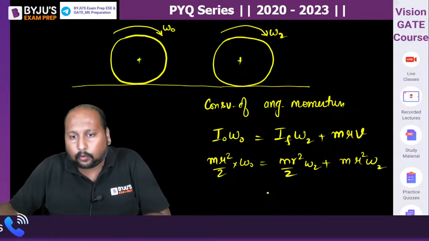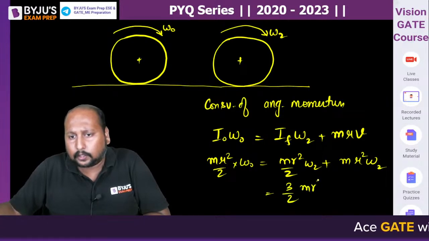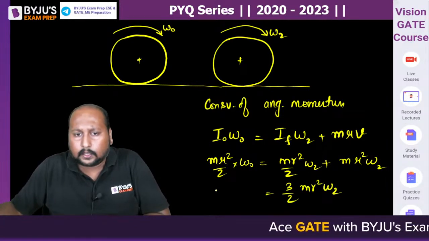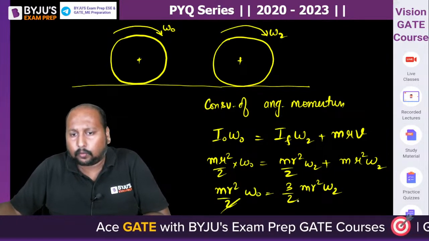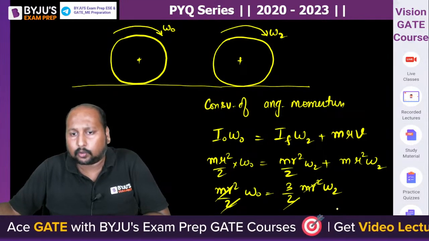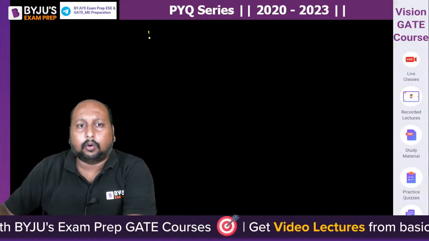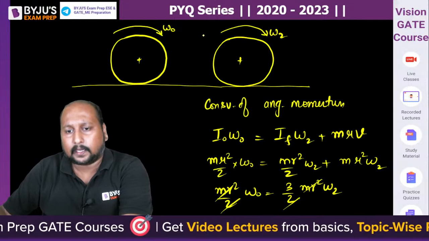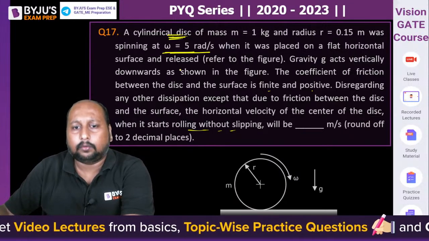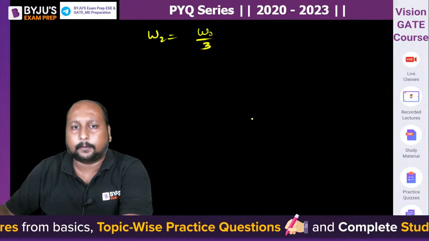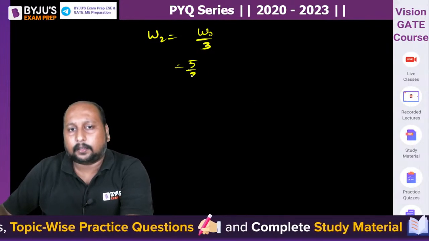So this will be equal to how much? 3 by 2 mr square omega 2 is equal to mr square by 2 into omega 0. So 2 gets cancelled out, mr square gets cancelled out. So omega 2 is equal to omega 0 by 3. Omega 0 is equal to this one, 5 radian per second. So this is 5 by 3 radian per second.